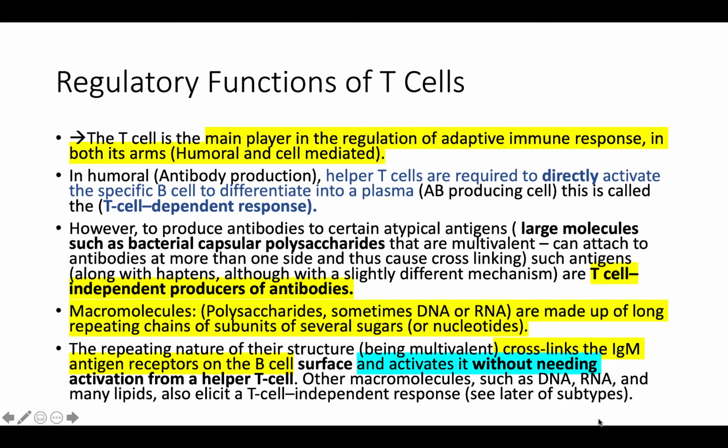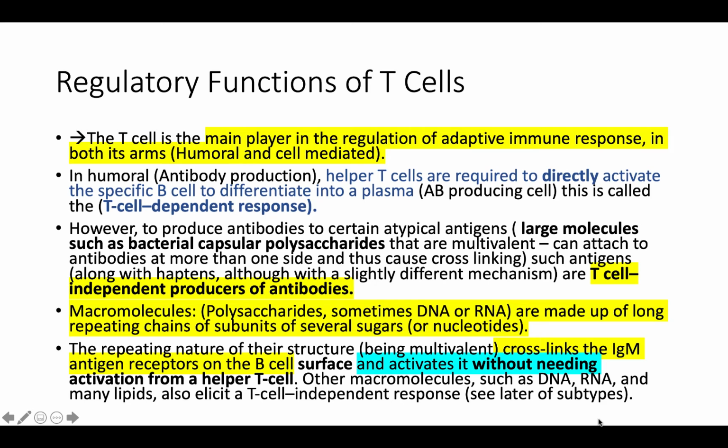So macromolecules, polysaccharides, DNA, RNA, a molecule that is made up of multiple molecules that are very similar. For example DNA: C, G, C, G, T, A, T one after another many times, very similar. A polysaccharide is actually the same saccharide over and over. So these are repeating subunits, and obviously they can attach multiple antibodies and cross-link them. The repeating, multivalent nature of their structure cross-links the IgM.